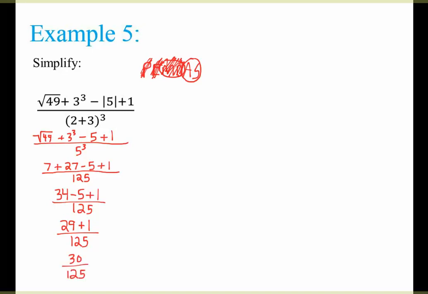You will need to simplify your answer. You could divide both of these by 5. And I'm out of room, so I'm going to run over here to the side. And you would get 6 over 25. Final answer. Okay, so that is the expectation for your work.